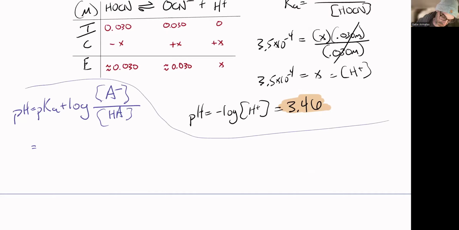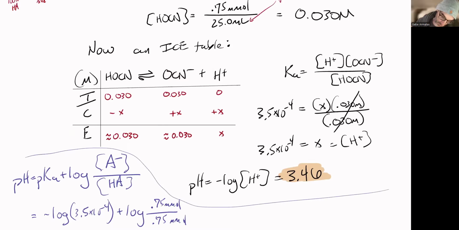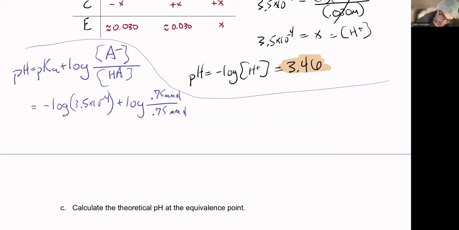The pKa is the negative log of the Ka, which is 3.5 times 10 to the minus 4, plus log of, so I had 0.75 millimoles of base and 0.75 millimoles, right? Was that our quantity? Yeah, 0.75 millimoles of acid. This turns out to be log of 1. This turns out to be 3.46. What is the log of 1? Turns out to be 0. So I end up with 3.46 anyway.